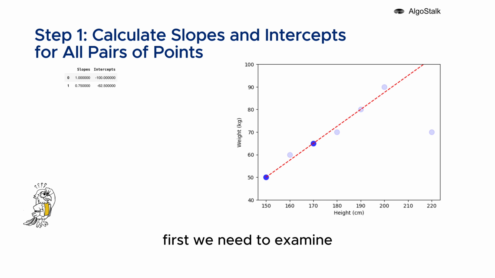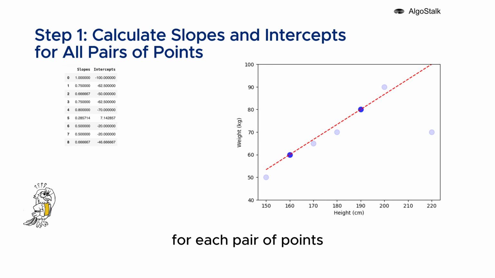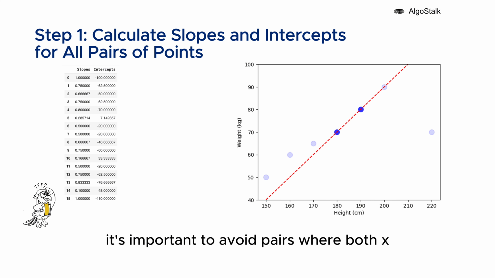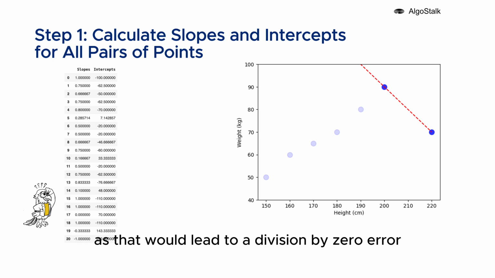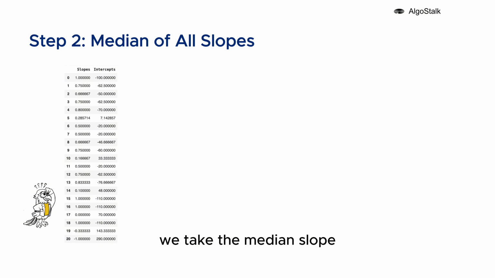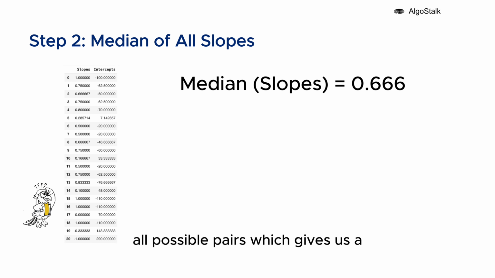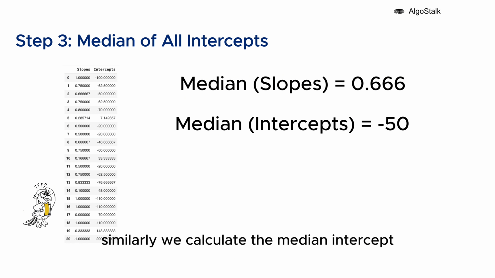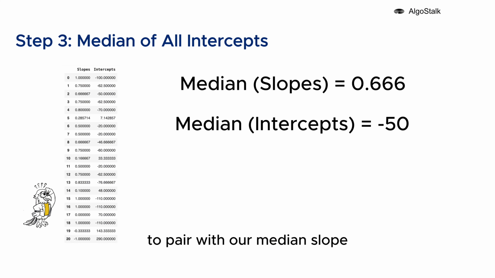our data. First, we need to examine all possible pairs of points in our dataset. For each pair of points, we calculate the slope of the line that connects them. It's important to avoid pairs where both x values are the same, as that would lead to a division by zero error. After we have the slopes from all pairs, we take the median slope. This median represents the most consistent slope across all possible pairs, which gives us a strong indication of the overall trend in the data. Similarly, we calculate the median intercept from our list of intercepts. This helps us determine the best y-intercept to pair with our median slope.